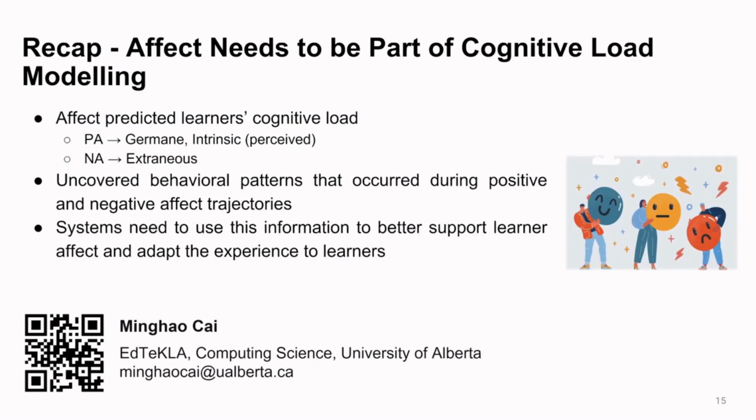Here's the recap of our study. Affect needs to be part of cognitive load modeling. Our analysis shows affect can predict learners' cognitive load. Particularly, positive affect can predict the germane load and the perceived intrinsic load, while negative affect can predict the extraneous cognitive load. We also uncovered behavioral patterns that occurred during the affect trajectories.